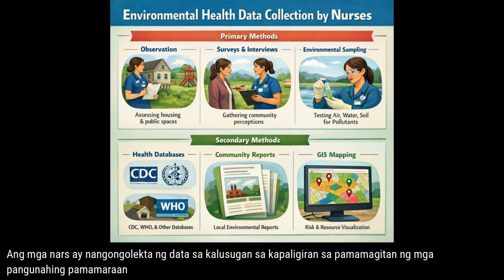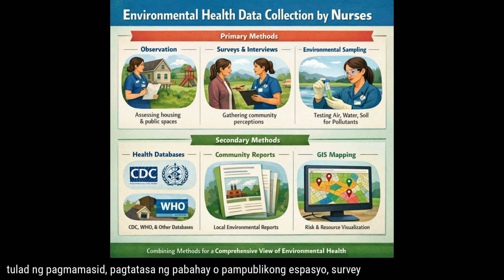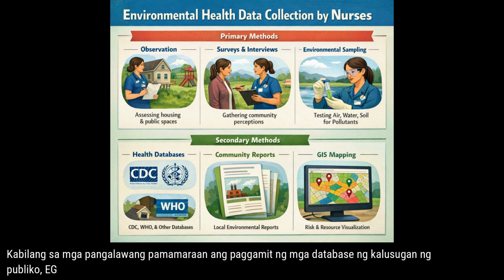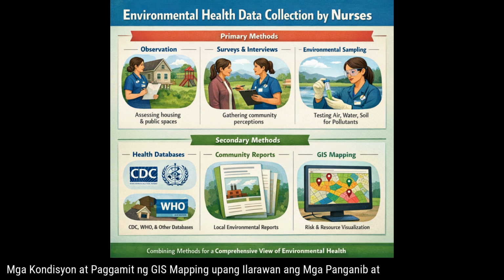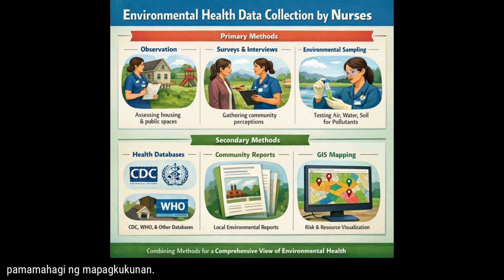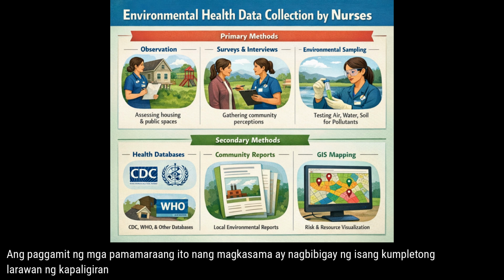monitored. Nurses collect environmental health data through primary methods like observation, assessing housing or public spaces, surveys and interviews gathering community perceptions, and environmental sampling, analyzing air, water, or soil for pollutants. Secondary methods include using public health databases, reviewing community reports on local environmental conditions, and leveraging GIS mapping to visualize risks and resource distribution. Using these methods together gives a full picture of environmental health.